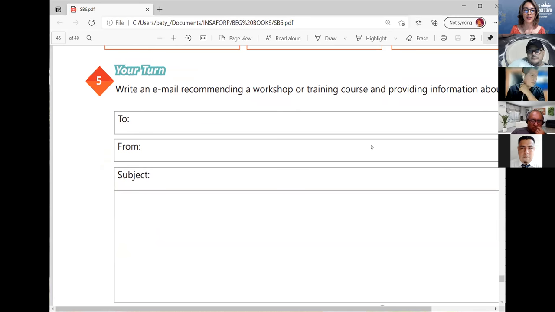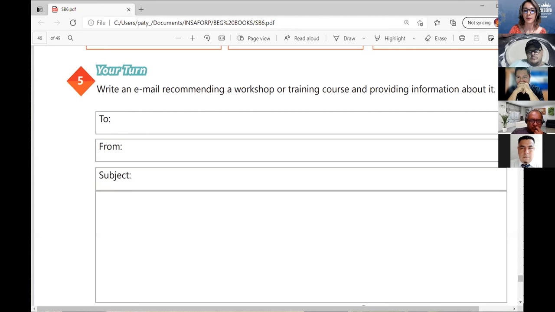It says write an email. You can use the chat or you can do it in the notebook and send me a picture of that on my WhatsApp. It says write an email recommending a workshop or training course and providing information about it. You have to talk about one training or a workshop that you recommend and provide information about it. Entonces aquí sí, ustedes pueden escoger cualquier taller o capacitación porque lo recomiendan y provean información, ¿verdad? De qué hay en ese training. Pueden enviarme su paragraph, su composition by chat or by WhatsApp.